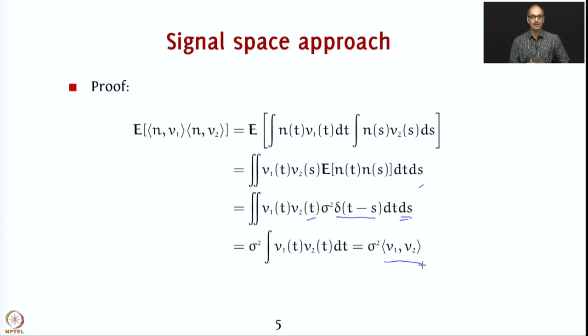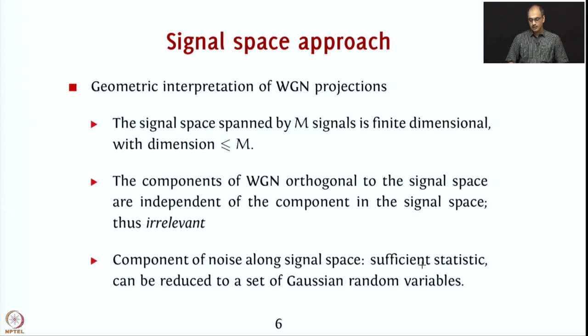So the fact that we have jointly Gaussian random variables all over the place is very important because these neat results essentially come together only because of the fact that they are jointly Gaussian. So what do we have in the signal space approach? If we look at the geometric interpretation of the projection of the white Gaussian noise, then the signal space spanned by the M signals is finite dimensional with dimension less than or equal to M.